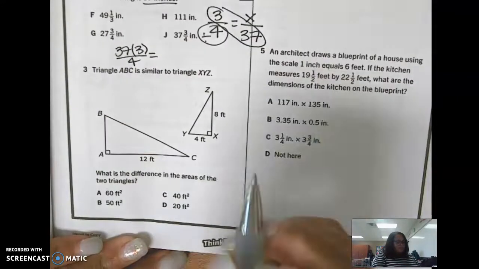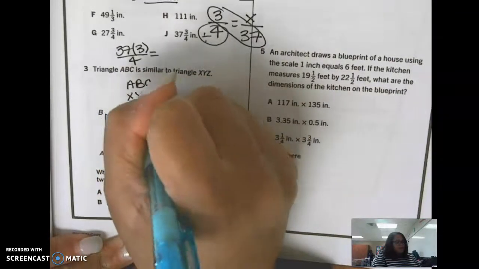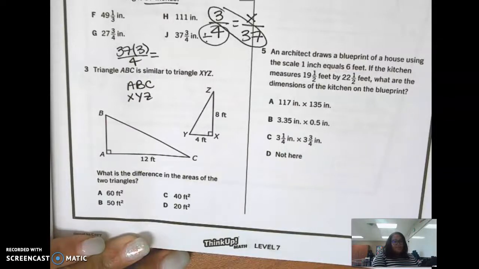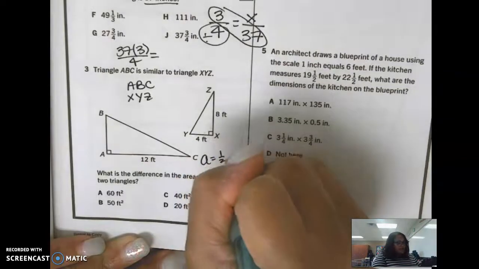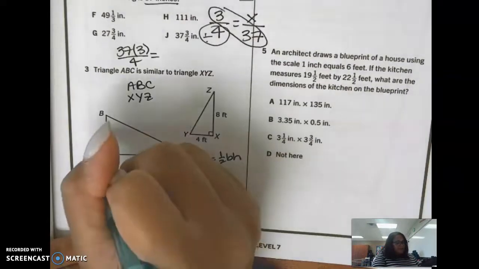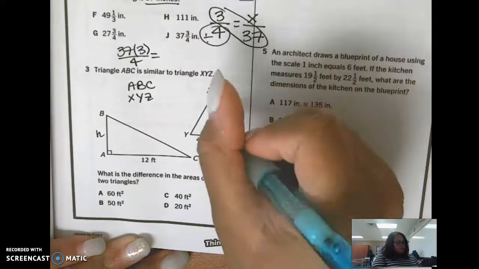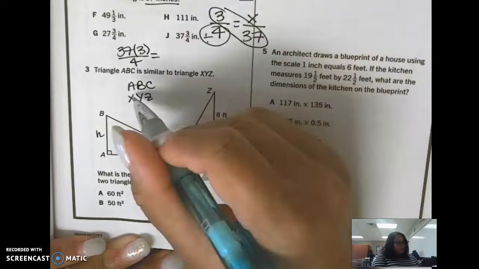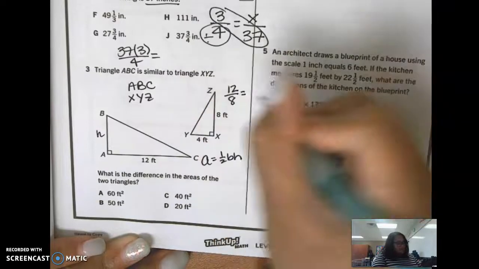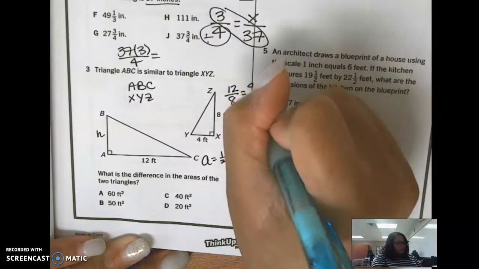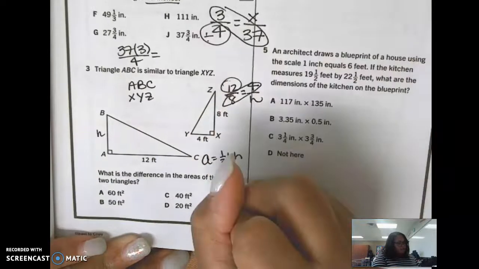Number 3, I've got ABC and XYZ. What is the difference in the areas of the two triangles? So area of a triangle equals 1/2 base times height. I need to find this height of this triangle. So I'm going to do XZ. XZ is the same as AC. So that's 12 over 8 is the same as 4 over H. 8 times 4 is 32 divided by 12.